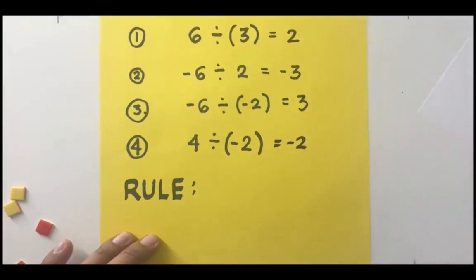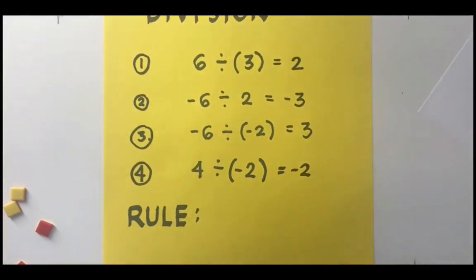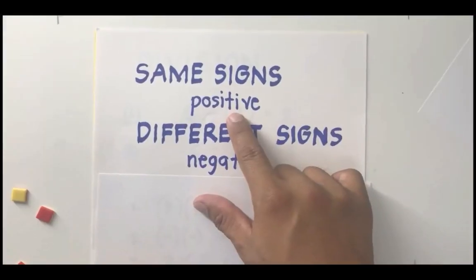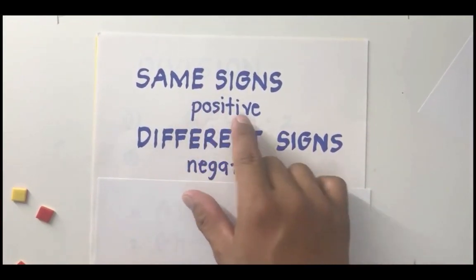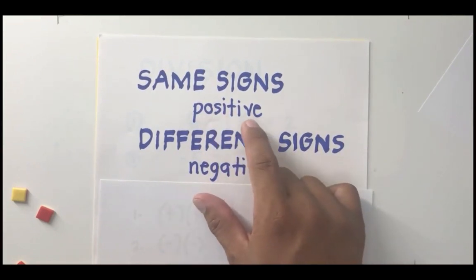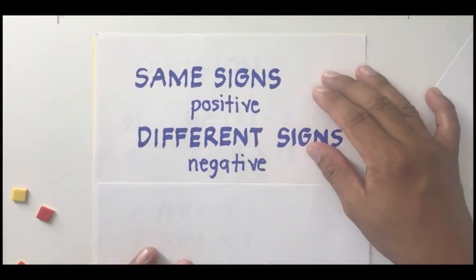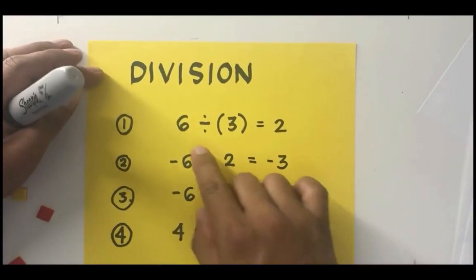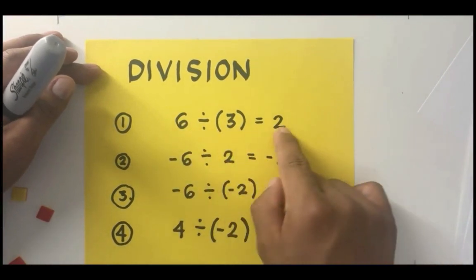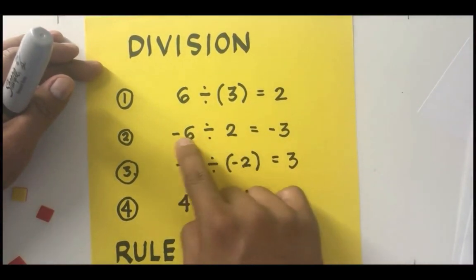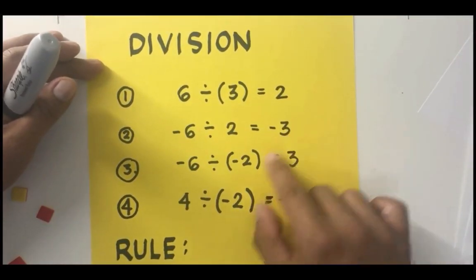Again, I want you to observe and come up with your rule for division of integers. Okay, assuming that you have done that already, it's the same rule as for multiplication. The quotient of 2 positive integers is positive. The quotient of 2 negative integers is also positive. And for different signs, the quotient is negative. You can verify it here. Positive divided by positive is positive. Negative divided by negative is positive. But when the signs are different, the quotient is negative. Okay?